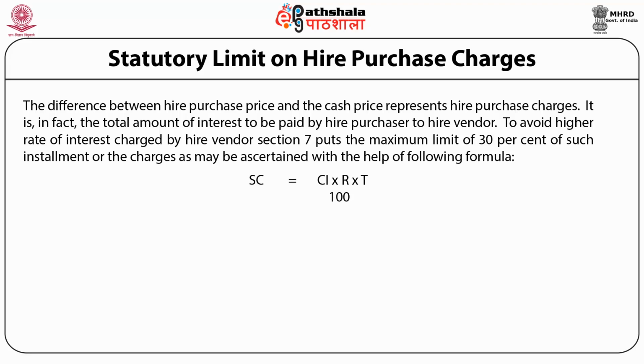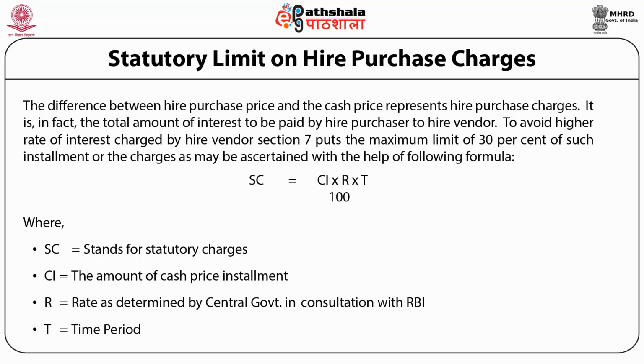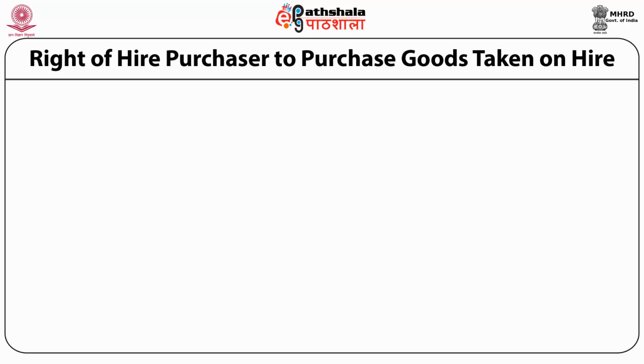Here SC = CL × R × T / 100, where SC stands for statutory charges, CL denotes the amount of cash price installment, R denotes the rate as determined by the central government in consultation with the RBI, and T denotes the time period. Right of hire purchaser to purchase goods taken on hire.